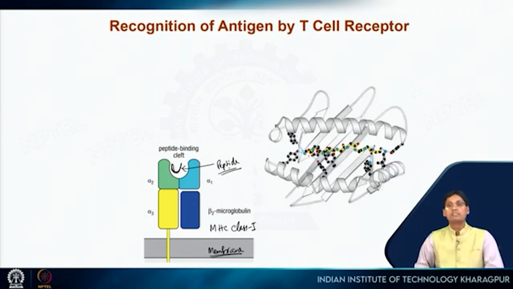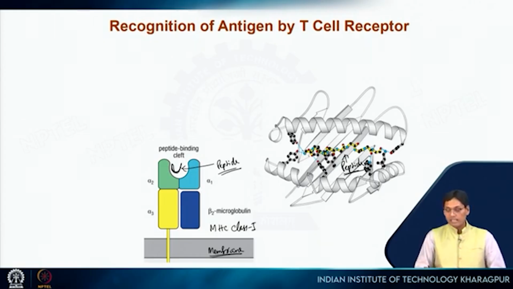It looks something like this. This is the three-dimensional structure from the top view. If you see from the top, you will see that this is our peptide here. Now, B cell receptors can directly bind to the antigen. They don't need any MHC mediated presentation. They can directly bind to antigens of different sizes as well.